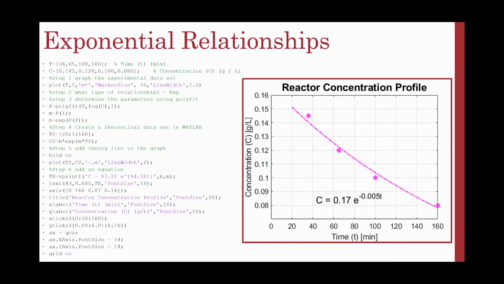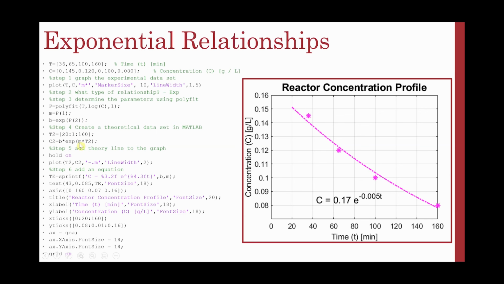So let's look at an example here. We're trying to plot concentration versus time. We're using magenta asterisk with a marker size of 10 and a line width of 1.5. We're using our polyfit of our time and our log of our concentration to get our slope and our b, which is the exponential of what was returned, because we're doing a polyfit on a linear graph of our manipulated data.